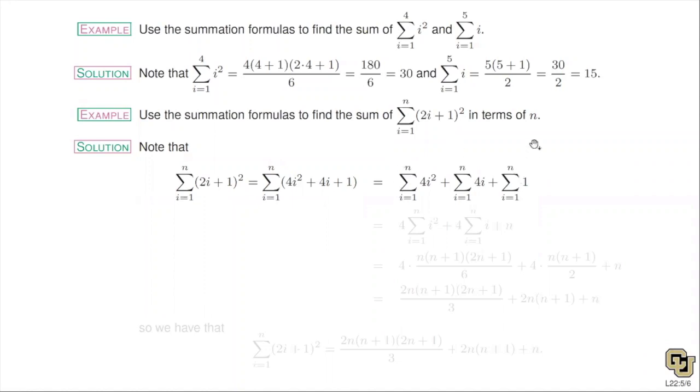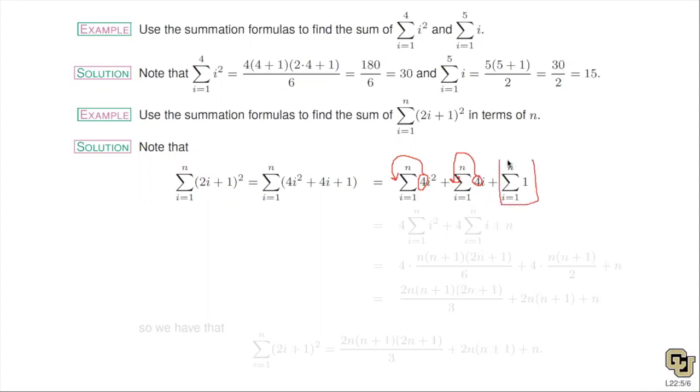The next property I'm going to use is we can pull the constant out. We said sigma of C times A sub I equals C times sigma of A sub I. So this constant right here, I'm going to pull it all the way out. This constant right here, I'm going to pull it out of the sigma notation, put it in front.